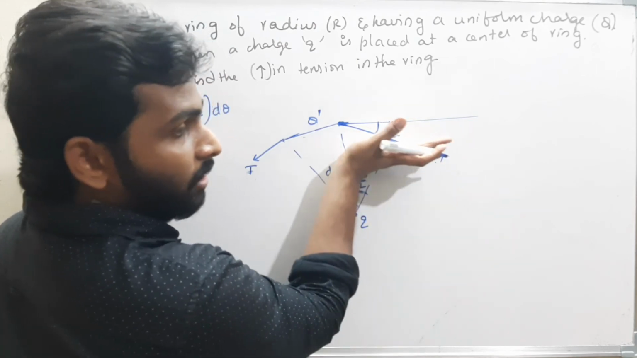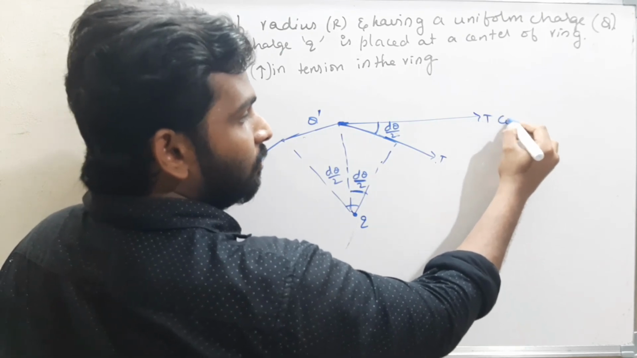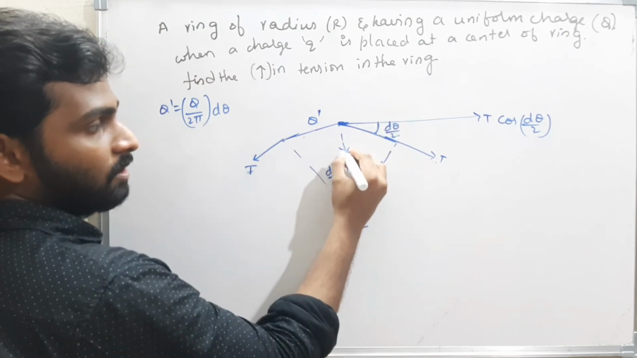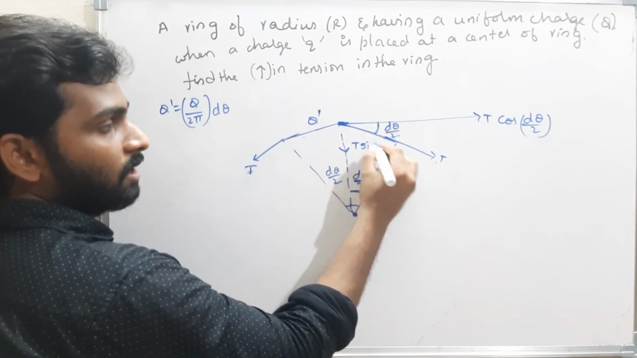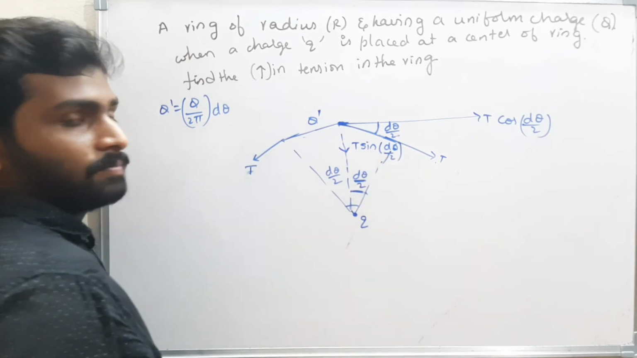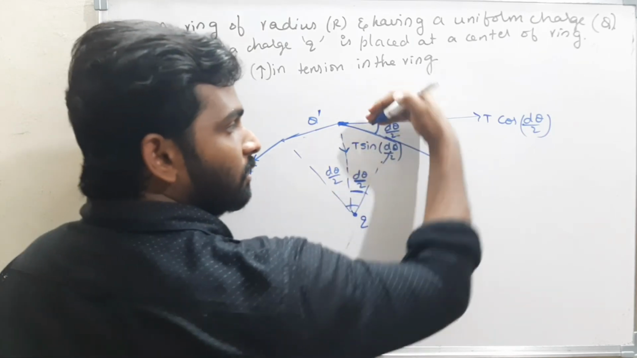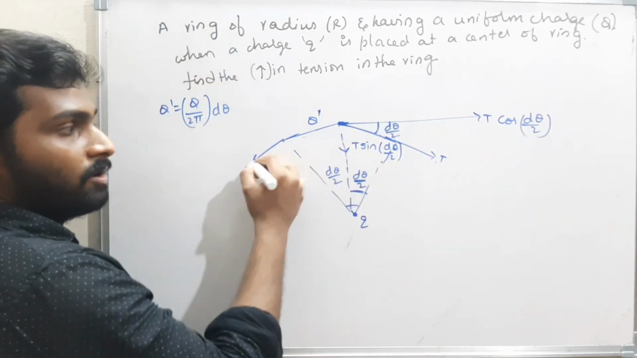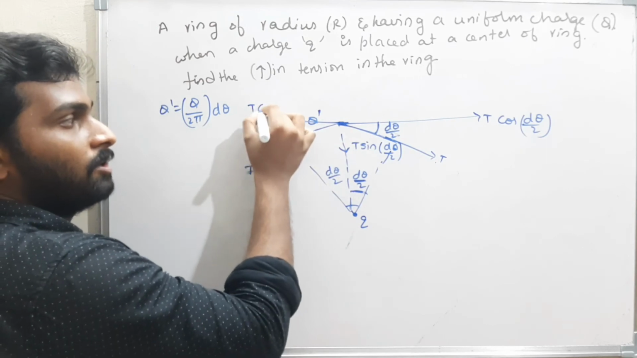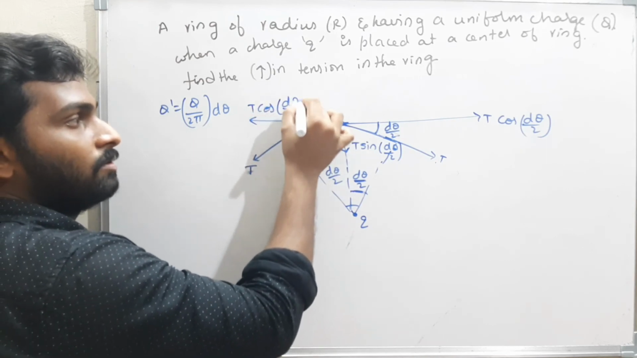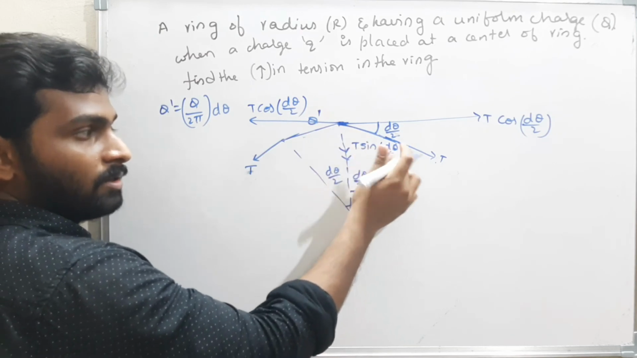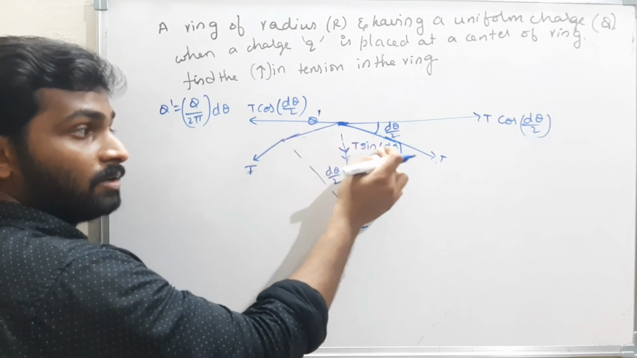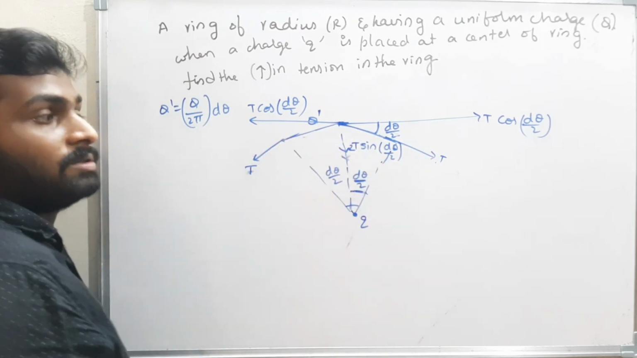Now this tension I am resolving along the angles, that is T cos d theta by 2, and another one is this side, that is T sin d theta by 2. Here also I am resolving two components, same T cos d theta by 2, and T sin d theta by 2. Therefore for this one it is T sin d theta by 2, and for this one also T sin d theta by 2. It will become 2T sin d theta by 2.